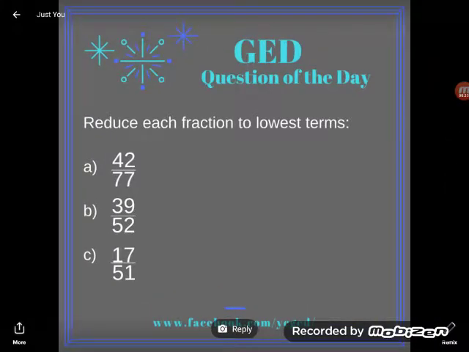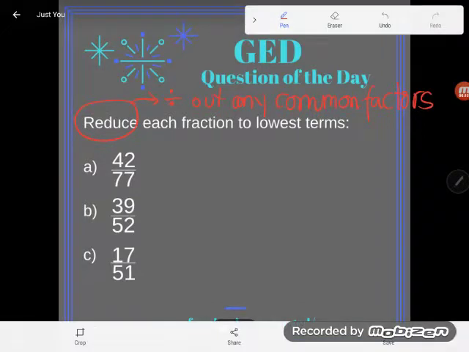So the most important thing, I'm going to just circle the word reduce. What does it mean? It means to divide out any common factors. A reduced fraction is one where the only factor they have in common, the only thing that can divide both numbers, is 1. So the trick here, though, is not doing the actual reducing. The trick here is finding the common factors, and that's what students struggle with.